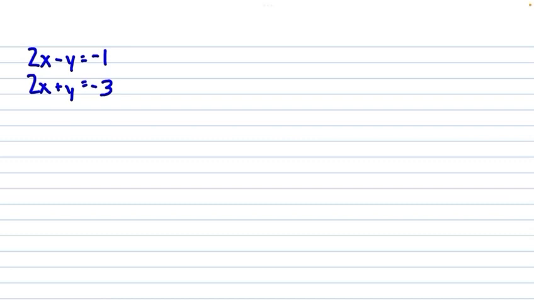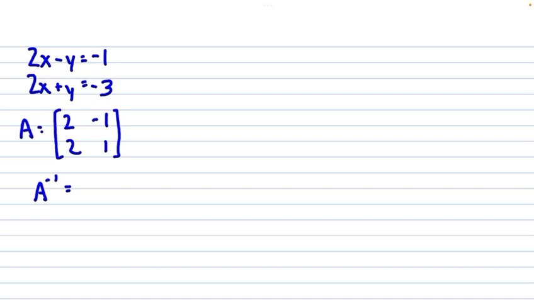All right. So the first thing we want to do is create our coefficient matrix. Let's let that be equal to A, and we're going to have 2, negative 1, 2, and 1. That comes from the coefficients of x and y, respectively. Okay, so now we need to find the inverse of the matrix.